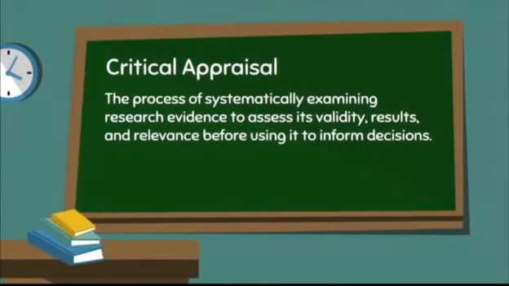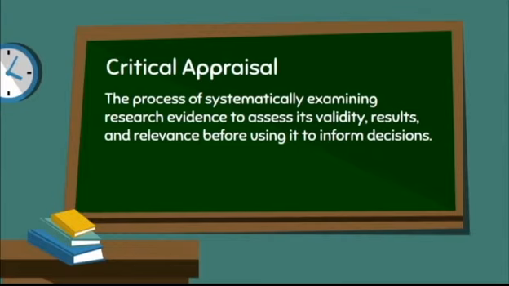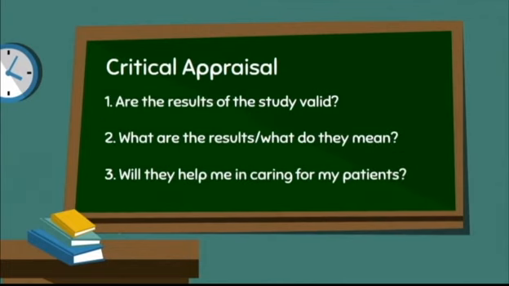Critical appraisal is the process of systematically examining research evidence to determine whether it should be implemented into practice. This involves 3 steps, which are the same regardless of the type of study we're evaluating. First, determining the trustworthiness of the study. Is it valid? Then, understanding how the reported measures should be interpreted, and finally deciding whether the conclusions should influence our decision making.